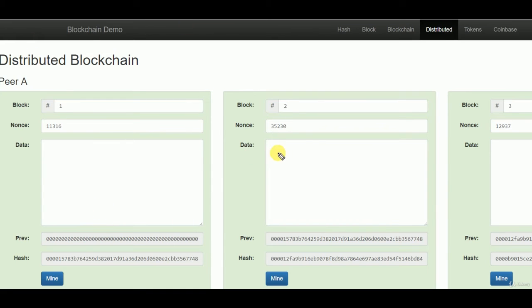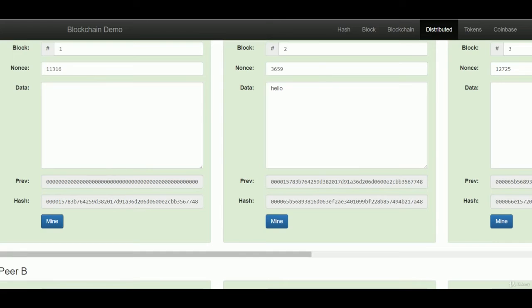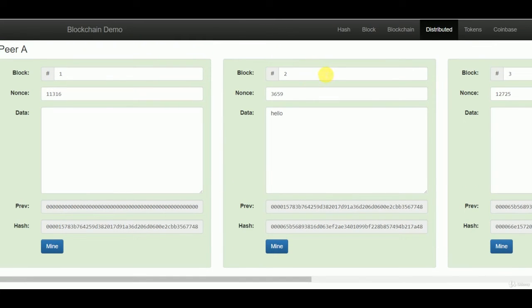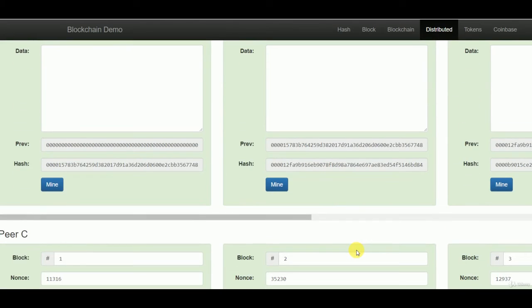Suppose I am going to change the value here, say hello, and I am going to mine this block. Similarly, I am going to mine all the other blocks, so this block in A has a new value. Now if you see, the hash for block 2 on peer A is A48. If you go down and look at peer B, it is not A48, it is the previous hash because it is not altered. So it is BD84, and the one below is also BD84.